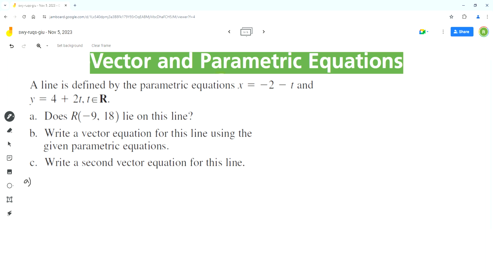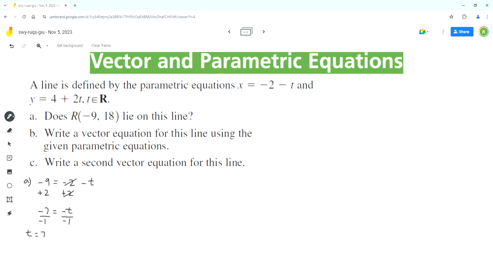So let's start with the x equation. We sub in x as -9. Now we can solve for t by isolating t on the right side. So we should add 2 to both sides. Now we can divide both sides by -1. So I get t equals 7.